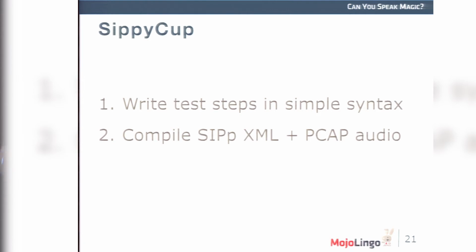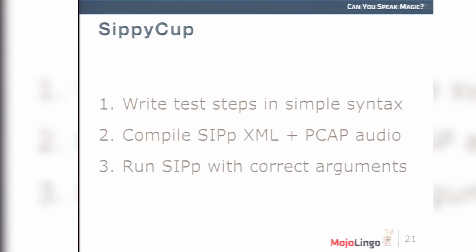So for example, I talked about when you call into the IVR and you have to navigate through the menus. What SIPPY Cup will actually do is you tell it what digits you want to press and at what intervals. Like, after 3 seconds, send these digits, and after 6 seconds, send these digits. It will actually go create a PCAP file for you with audio at the right spacing and with DTMF digits at the right spacing. So changing a test is a matter of simply changing the SIPPY Cup syntax and then recompiling. So you can easily debug and adjust your tests.